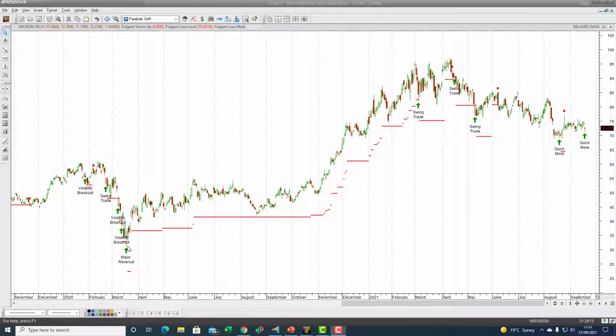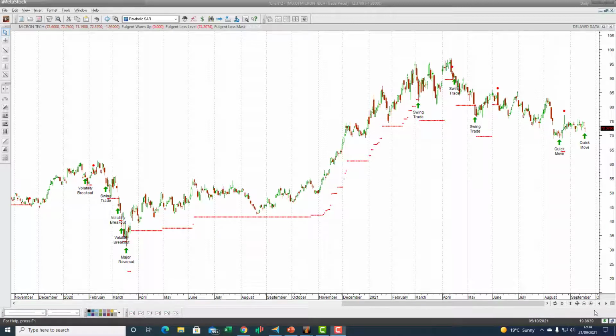Micron Technology, what a beauty trading this one with artificial intelligence. Major market reversal back here after that huge COVID sell-off. Captured that entire move all the way from this level here at, what, 35 all the way up to 85. Absolutely fantastic move using the AI. Then it's drifting sideways, a couple of swing trades there. Two worked out, two didn't, and now we have a quick move.